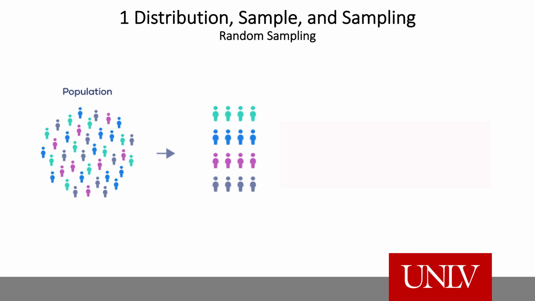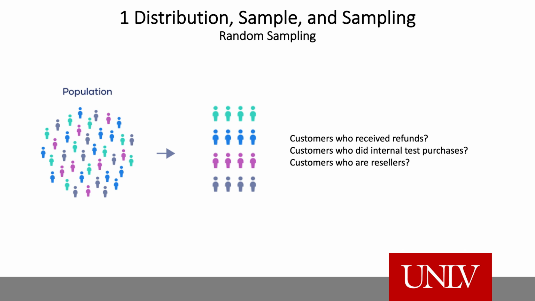In real projects, random sampling is not always easy. Before we take a sample, we must clearly define the population we are sampling from. For example, if we want to create a customer profile for a pilot survey, we first need to decide who counts as a customer. Should we include customers who received refunds? Should we include internal test purchases or resellers? These decisions directly affect the population and therefore the quality of the sample.